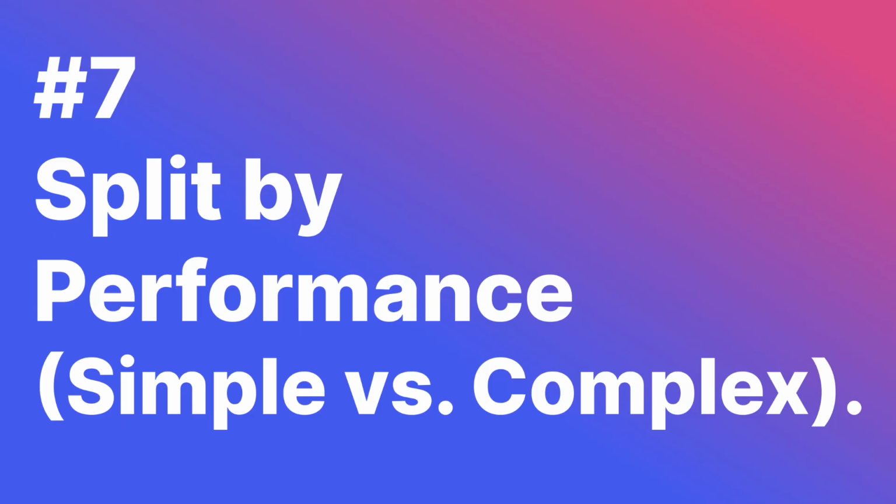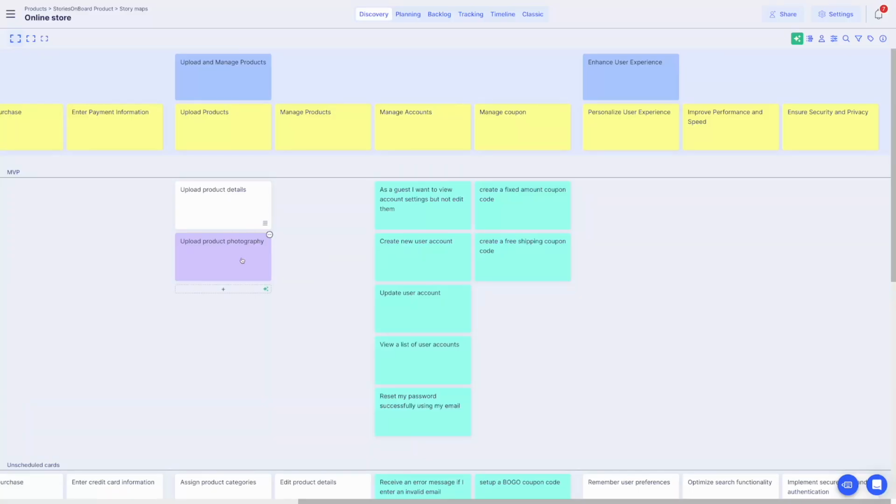Split by performance. Splitting based on simple and more complex implementations helps you avoid facing technical debts in the early iterations. The original story is, as a user, I want to upload product photography. The story can be split into, as a user, I want to upload a single image. As a user, I want to upload multiple images. As a user, I want to see progress bars for each file upload. It's easy to see that uploading a single file could be enough to launch the MVP.